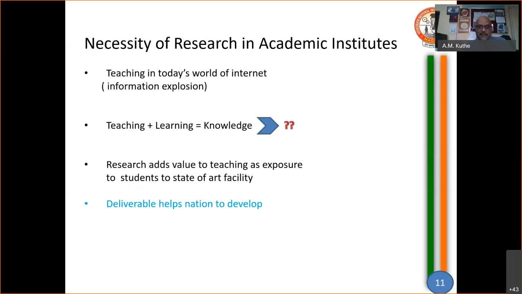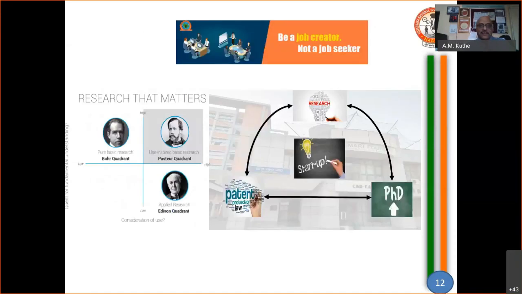I cannot resist my temptation to show you the same figure which we already showed in the brochure, the research that matters, the pasture cotton. I hope you must have already seen it on the web. The figure talks about PhD leading to research, or research leading to patent, or patent leading to PhD, all of them together, one after the other. But ultimately, everything should stop at startup. So we want people to be job creators and not job seekers.